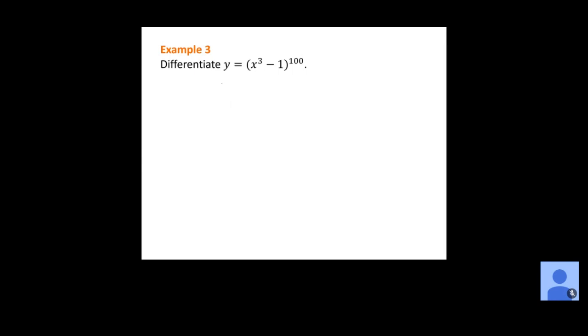Okay, so it is going to be u to the 100th power, which means our u value is what? Good. The inside, x cubed minus 1. Any questions about finding the u value or rewriting the function in terms of u there? Okay. Now, if we find our derivative, what is our derivative going to look like?